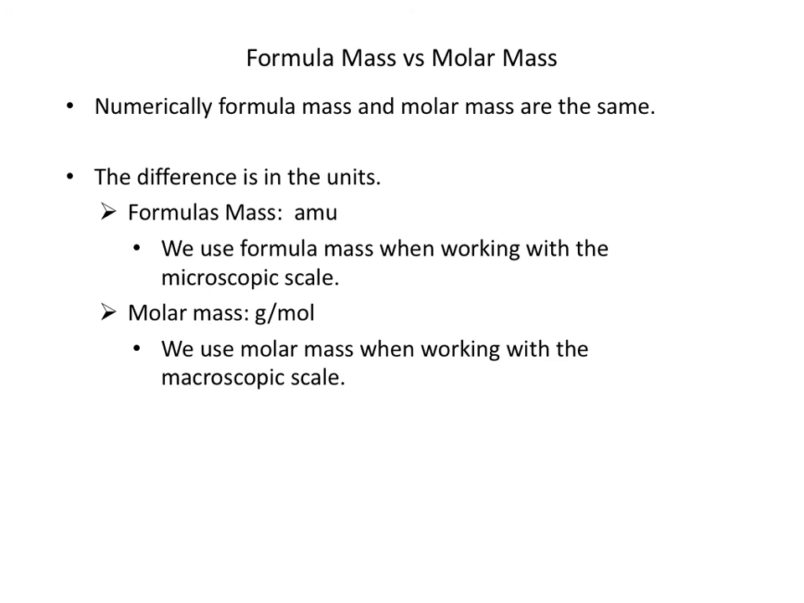All right, and then just one final note. Numerically, formula mass and molar mass are the same. The difference is in the units and how we use them. So the units, when we're talking about formula mass, are in AMUs, and we typically use formula mass when we're talking about things on the microscopic scale. So we're talking about individual atoms and molecules. When we're talking about things on the macroscopic scale, we're generally going to use molar mass instead of formula mass, and in that case, the units are grams per mole. But numerically, formula mass and molar mass are the same.